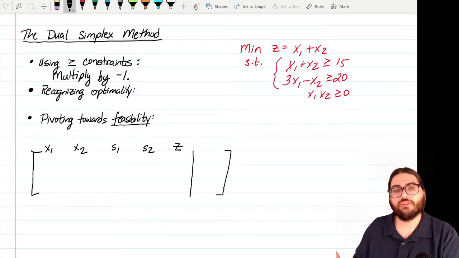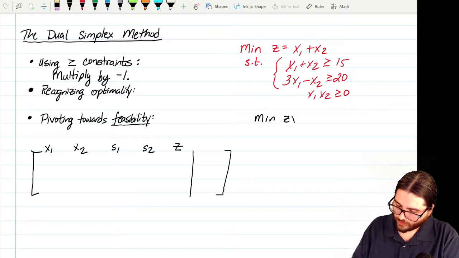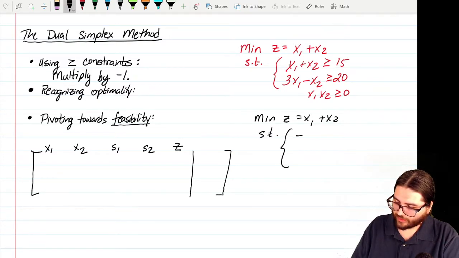Multiplying times a negative number not only changes the signs of everything in that inequality, but it also changes the sign of the less than to a greater than, or vice versa. So the first thing I would do is every time I see a greater than inequality, I would change it to a less than or equal to inequality by multiplying everything in that inequality times -1.